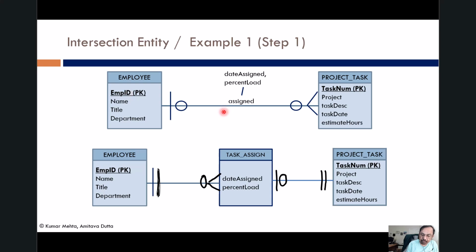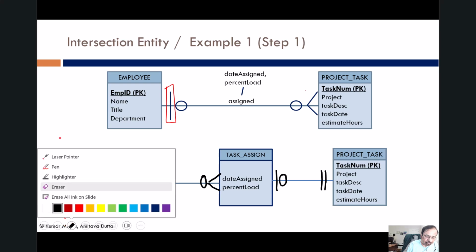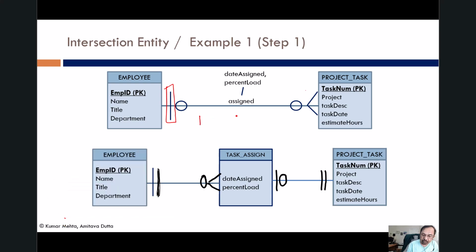Let me just write this as many to many. Okay, and I know that by looking at the maximum cardinalities. Sorry, this is a one to many. Let me just erase this over here if I can. So this is a one to many relationship, but it has attributes.